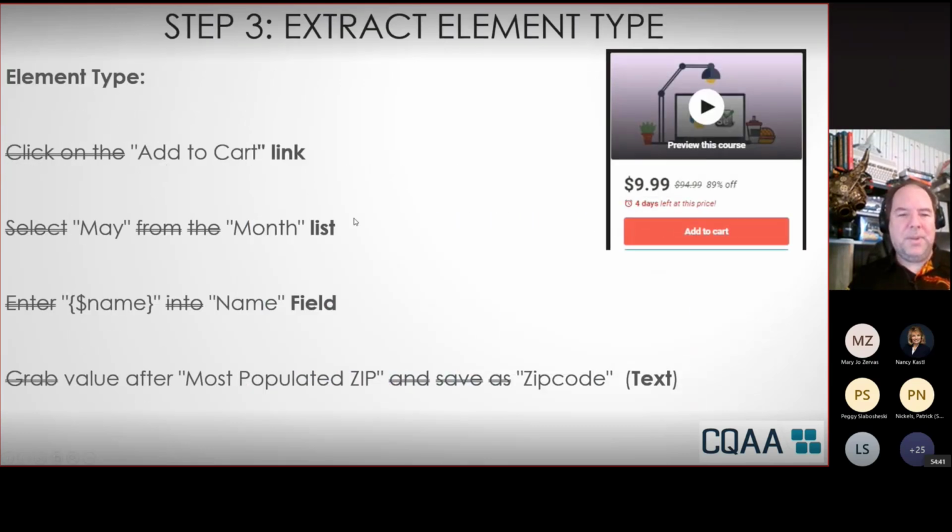Next, we have to extract our element type. Well, we've gotten rid of our article, so now we've got an element type: link, list, field. And again, we might need to make an assumption. If we don't have that word in there, we could say select May from the month. We don't say list, but we know that we're doing select and from. It's going to have to be a list element that we're looking for.